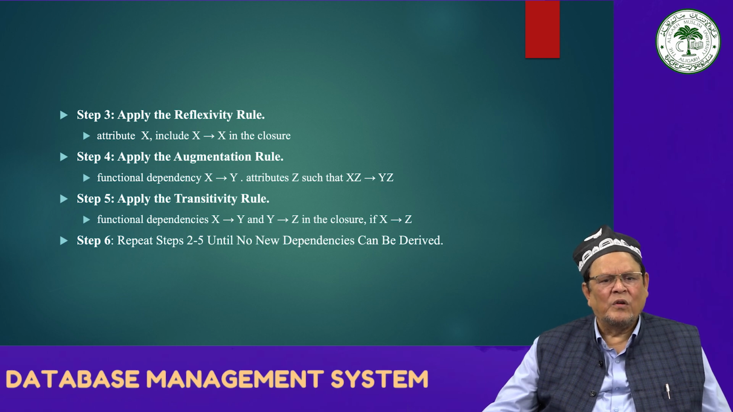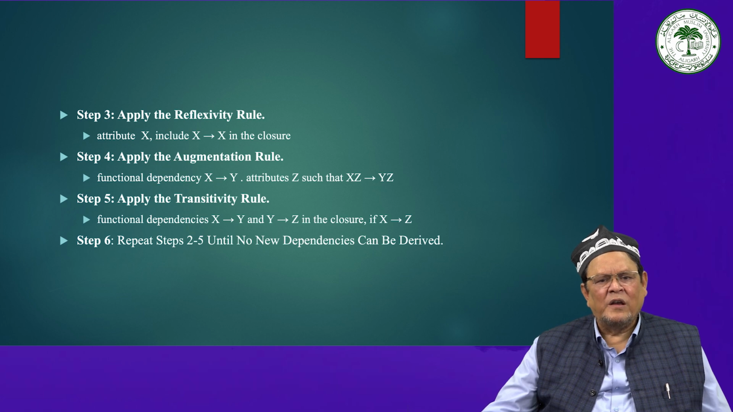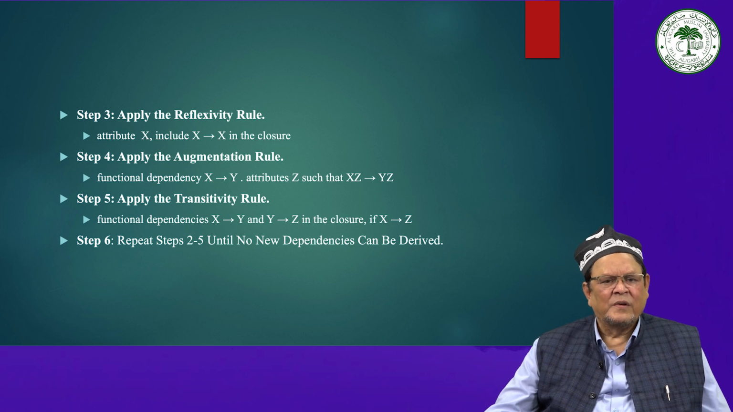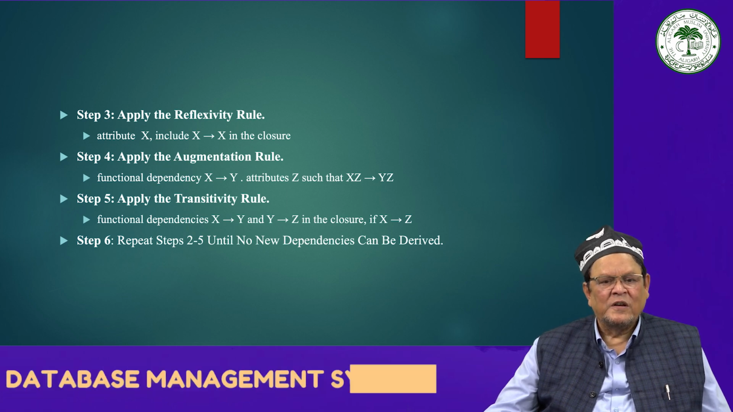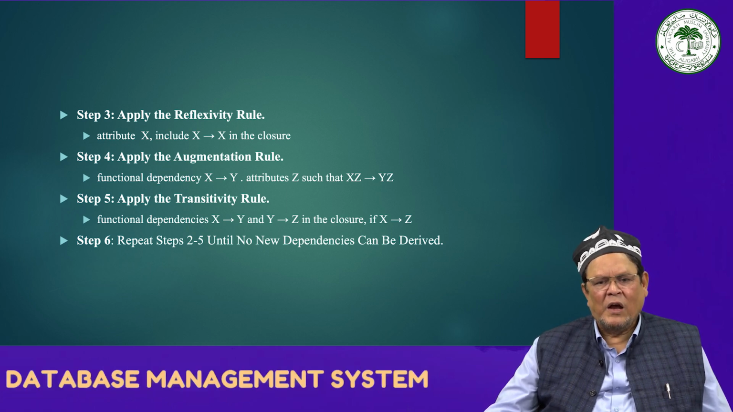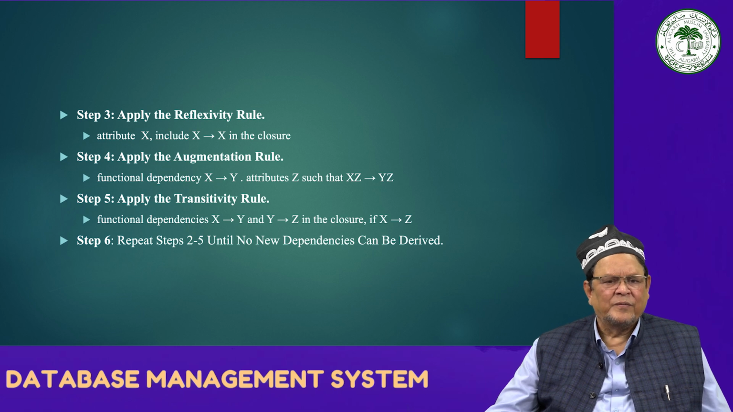Apply the augmentation rule. For each functional dependency X determines Y in the closure, if there exists a set of attributes Z such that XZ determines YZ is not already in the closure, add it. Step 5. Apply the transitivity rule. For each pair of functional dependencies, X determines Y and Y determines Z in the closure, if X determines Z is not already in the closure, add it.